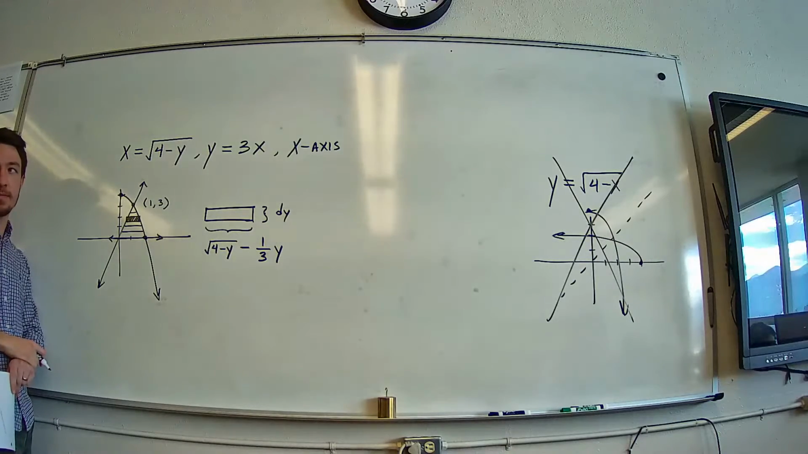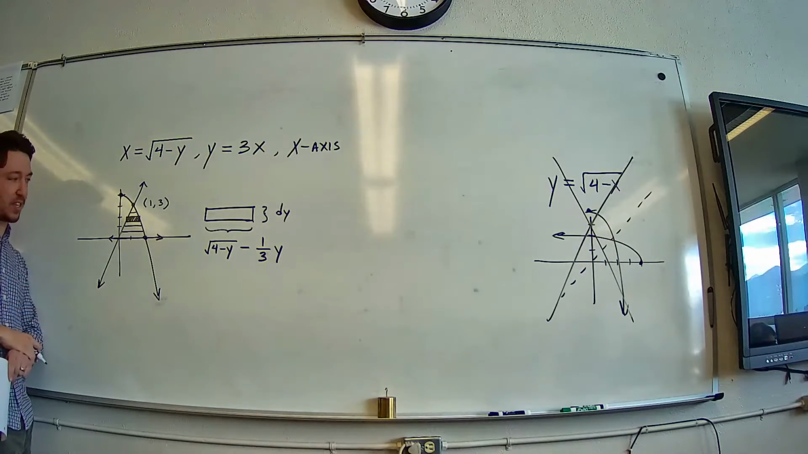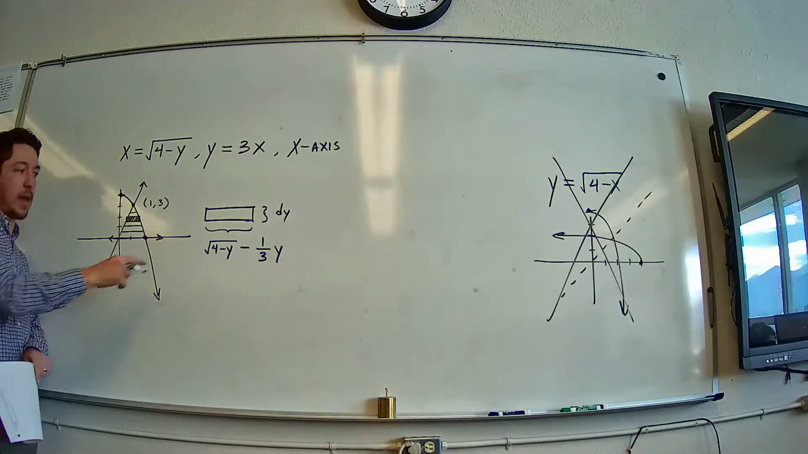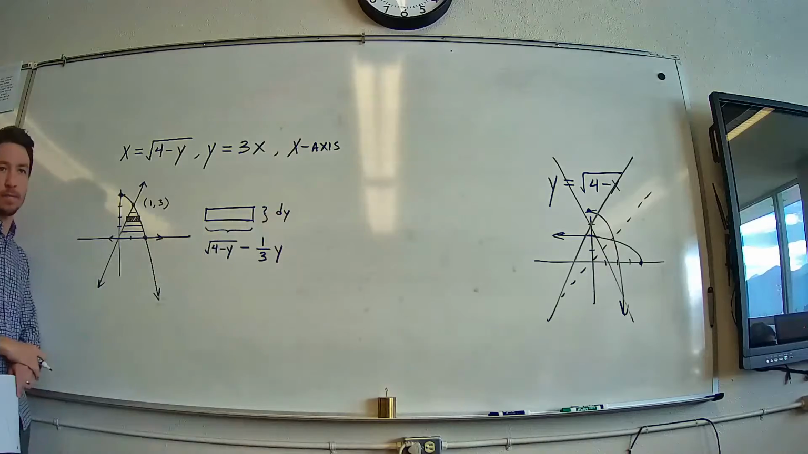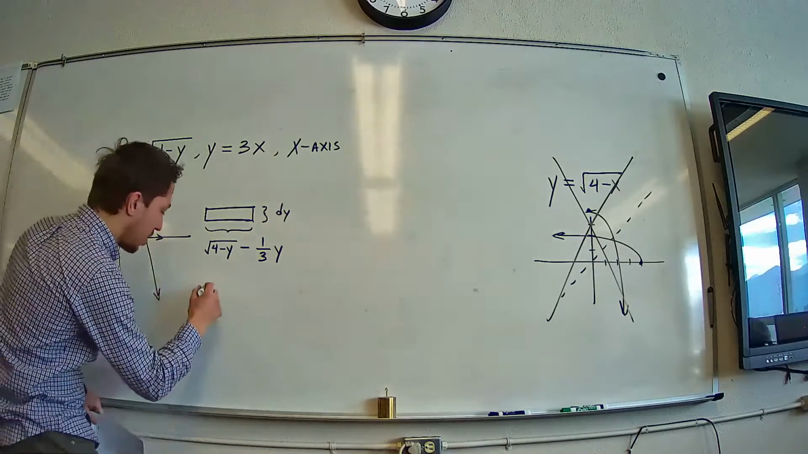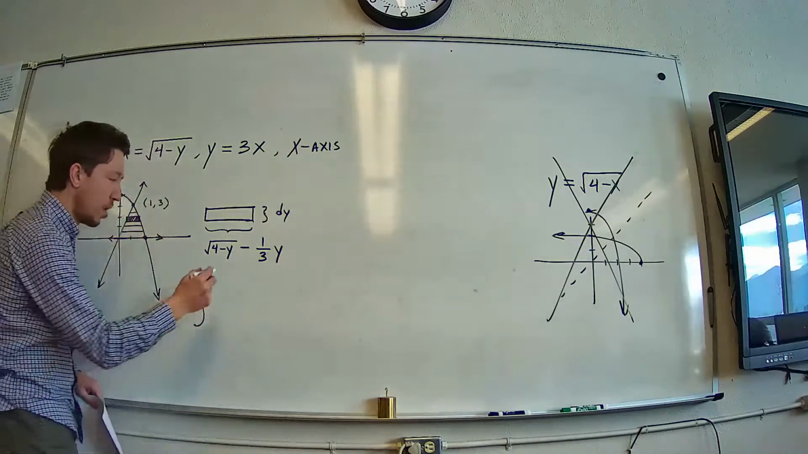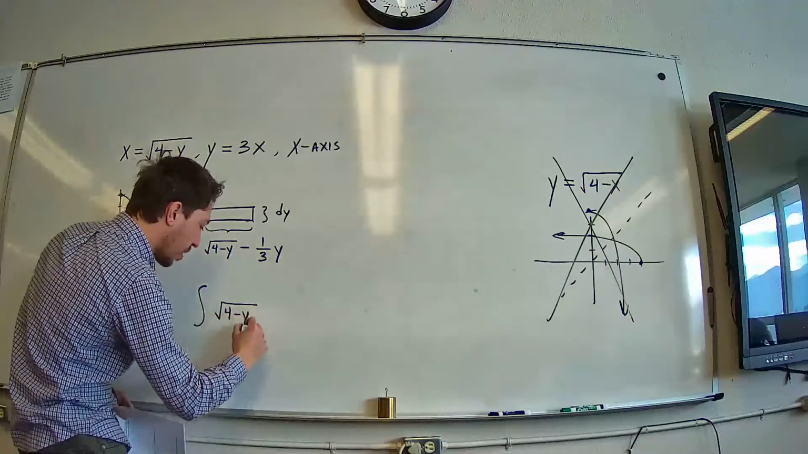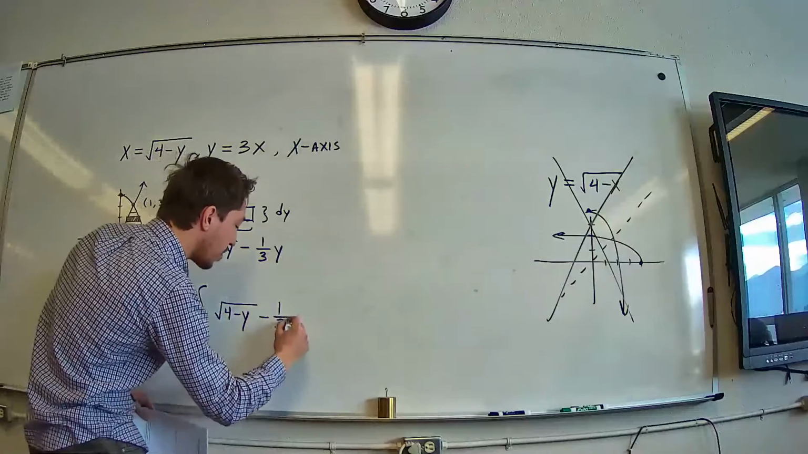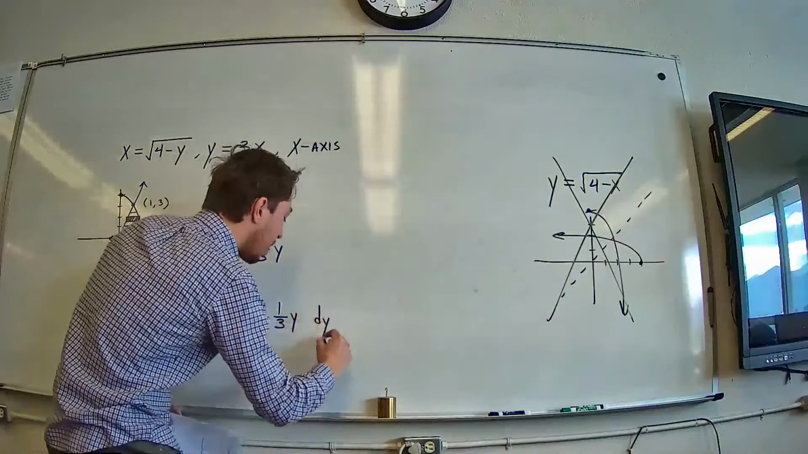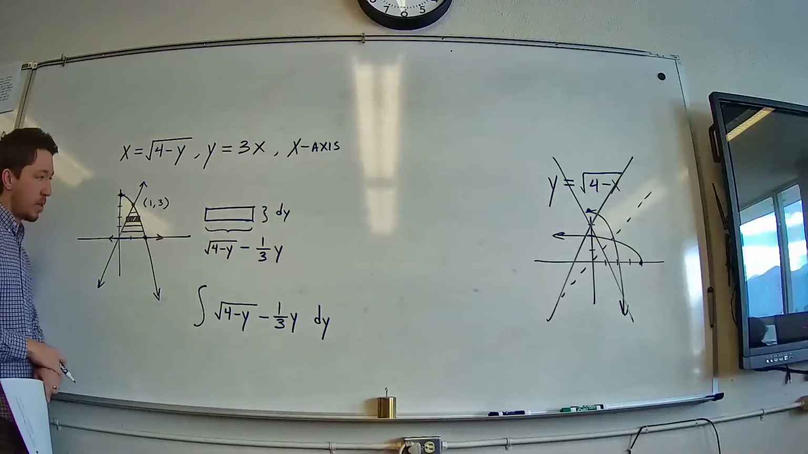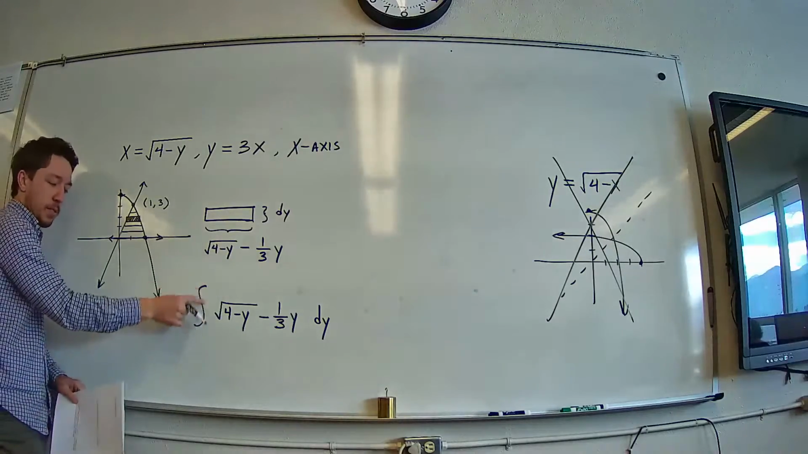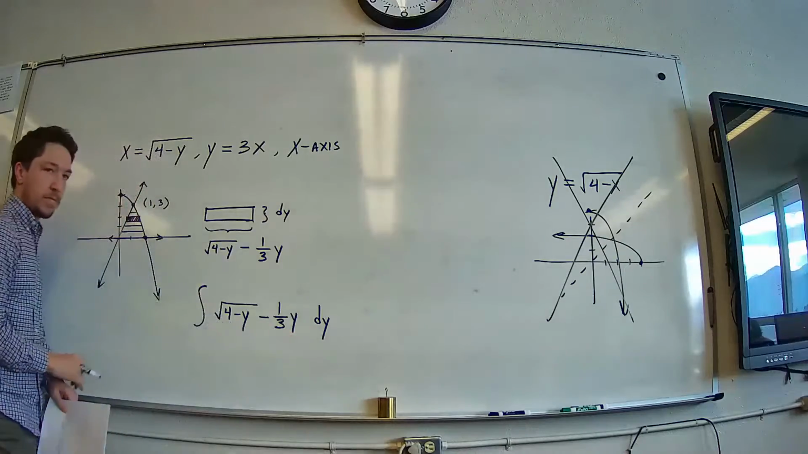Do we feel okay about that or no? This is a good time for questions if there's anything unclear. That makes sense. Notice everything is in terms of y. So this integral is going to be the integral of this quantity, the square root of 4 minus y minus 1/3 y, times dy. Let's get our bounds correct. What kind of numbers need to be the bounds if these are all y values?